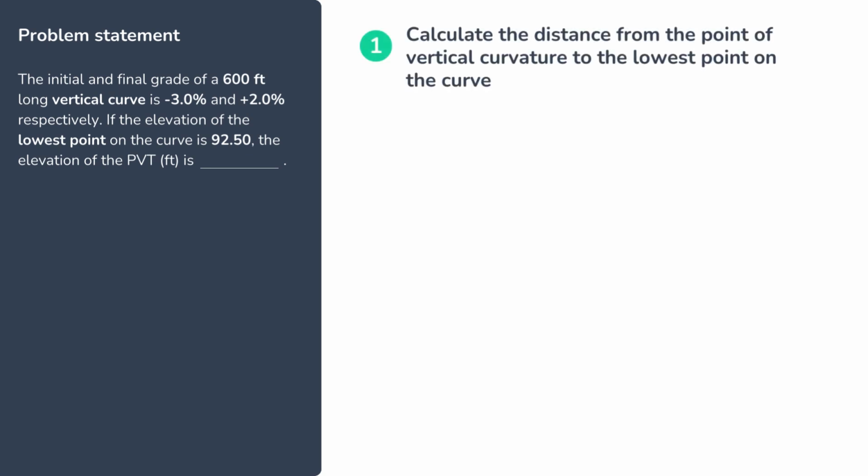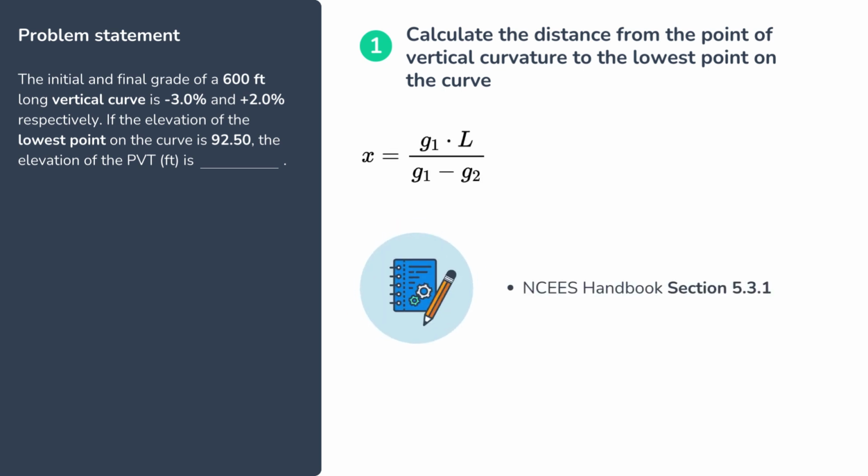Step 1 in solving this problem is to calculate the distance from the point of vertical curvature to the lowest point on the curve. We use the formula taken from the NCEES Handbook to determine this distance. Now let's plug in the given values. The initial grade is minus 3.0%, L is 600 feet, and the final grade is 2.0%. Now we can solve for x, which equals 360 feet.